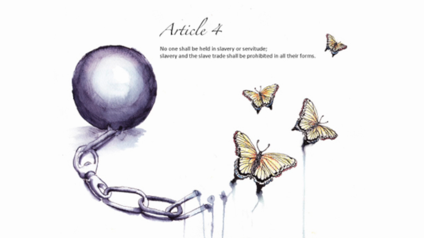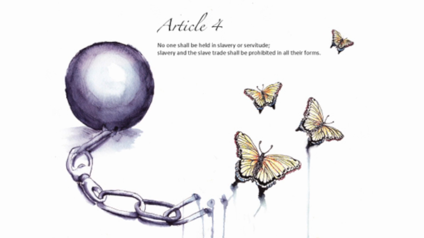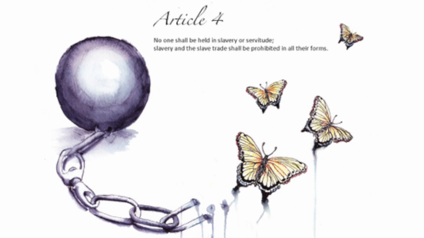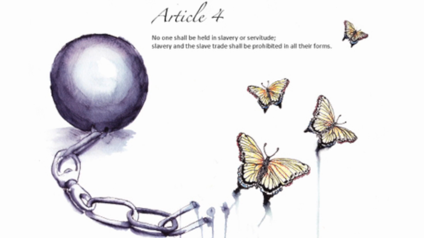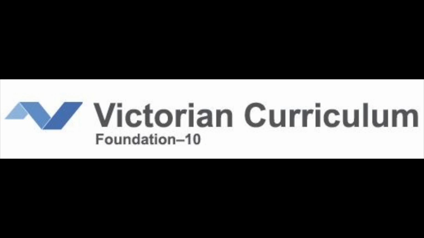Apart from the arts. Our installation was based on the Universal Declaration of Human Rights Article 4, which expresses that no one shall be held in slavery or servitude. Slavery and the slave trade shall be prohibited in all their forms. Although the idea of slavery is not explicitly mentioned in the Victorian curriculum, the installation is informed by the Victorian curriculum, as many of the ideas are mirrored.